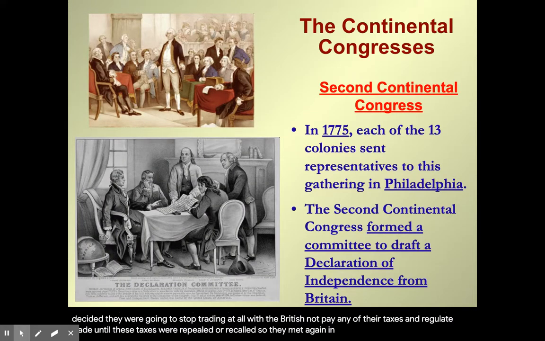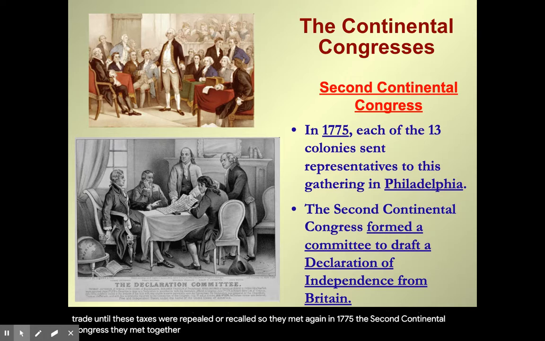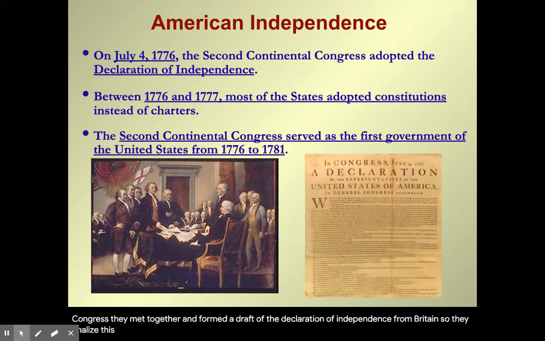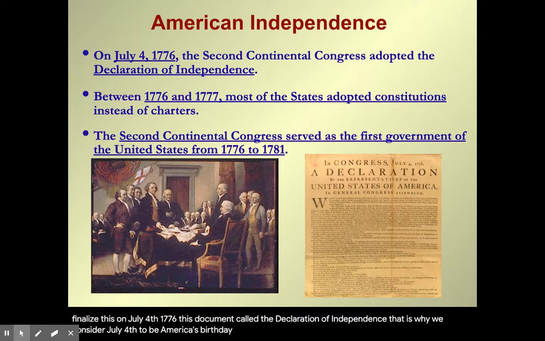So they met again in 1775, the Second Continental Congress. They met together and formed a draft of the Declaration of Independence from Britain. They finalized this on July 4th, 1776, this document called the Declaration of Independence. That is why we consider July 4th to be America's birthday, because that is the day that we declared that we were our own independent country from England.